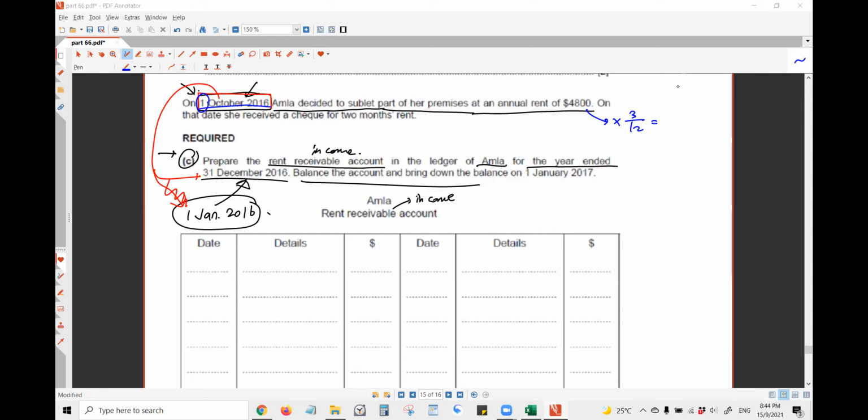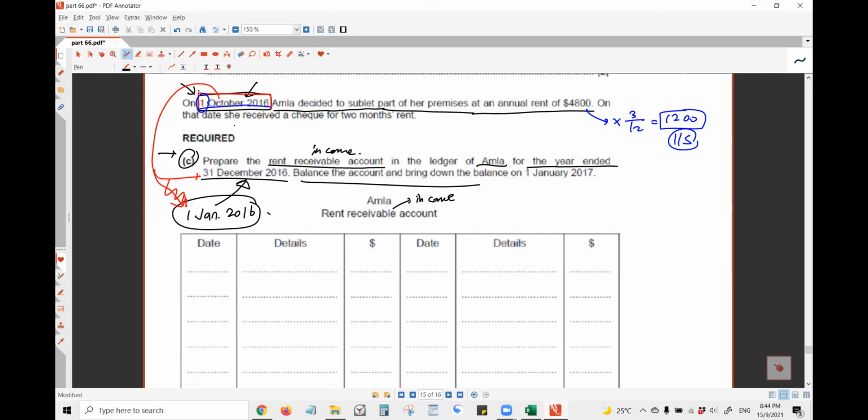1,002, correct? Well done, Howard. 4,008 times 3/12 is 1,002. So this is the amount next to the income statement, the amount Amla is entitled to receive during the year because she rented out the premises for 3 months this year.